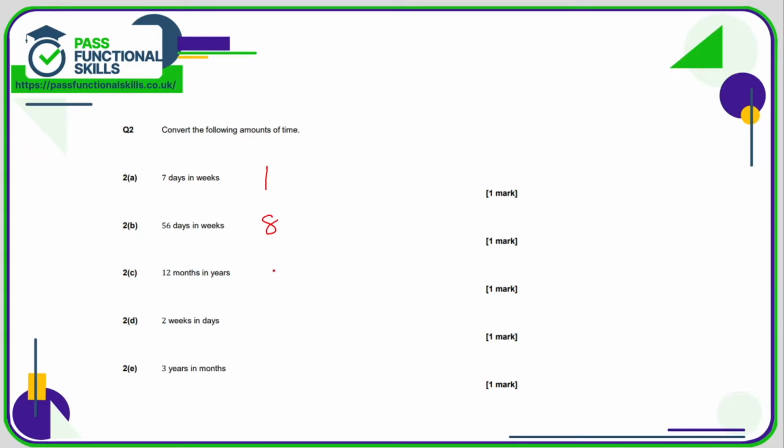12 months is 1 year. 2 weeks is how many days? Well, 1 week is 7 days, so 2 weeks is going to be twice as much, so that's 14 days. We know that 12 months is 1 year, so 3 years is going to be 3 lots of 12, which is 36 months.